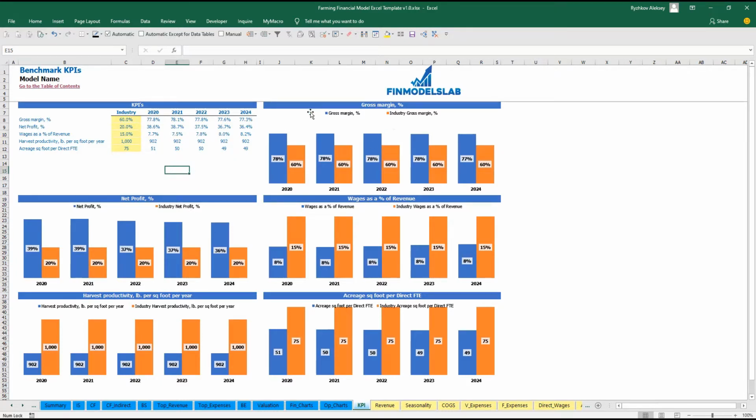The same information you may see on the charts, which is gross margin, net profit, wages as a percentage of revenue, harvest productivity and acreage square foot per direct FTE. On each chart you may see the orange, this is industry specific benchmark, and as a blue value, this is a value calculated by the model.